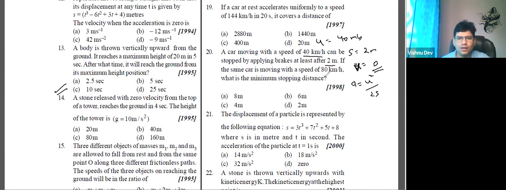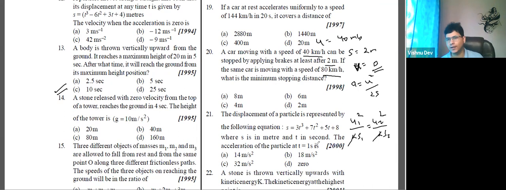Now, if the same car is going with the speed of 80 km per hour, what is the minimum stopping distance? Don't you think since acceleration is same, u1 square by 2s1 should be equal to u2 square by 2s2? Right? Many textbooks or organizations will ask you to use a formula, but this is a very basic thing. No shortcut, no formulas. Very basic. Can you solve it now? I guess all of you can solve this, right?